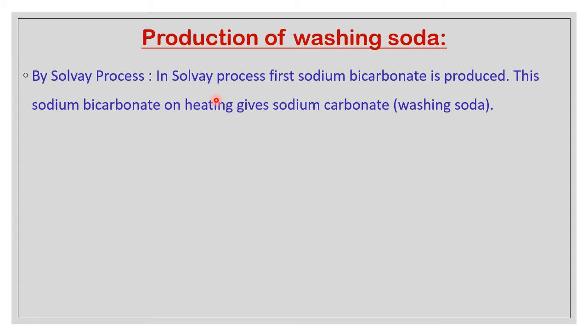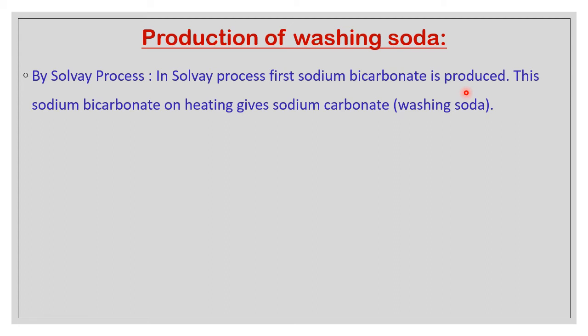Okay, how is it done? Only one extra step is there. Remaining all steps are the same. In the Solvay process, first sodium bicarbonate is produced. How? Once again, brine, to that ammonia, to that carbon dioxide. Okay, what were the products? Ammonium chloride and the sodium bicarbonate. So that is the first step we require.